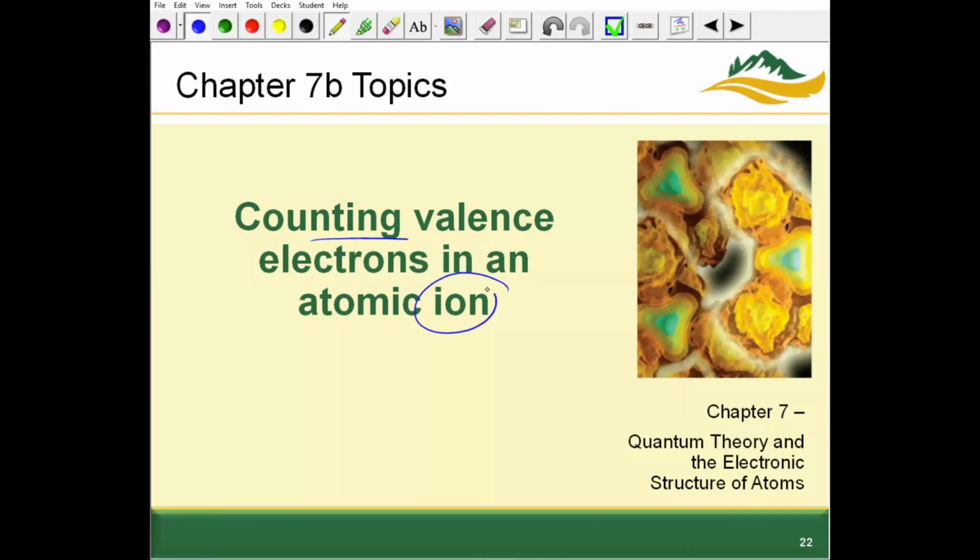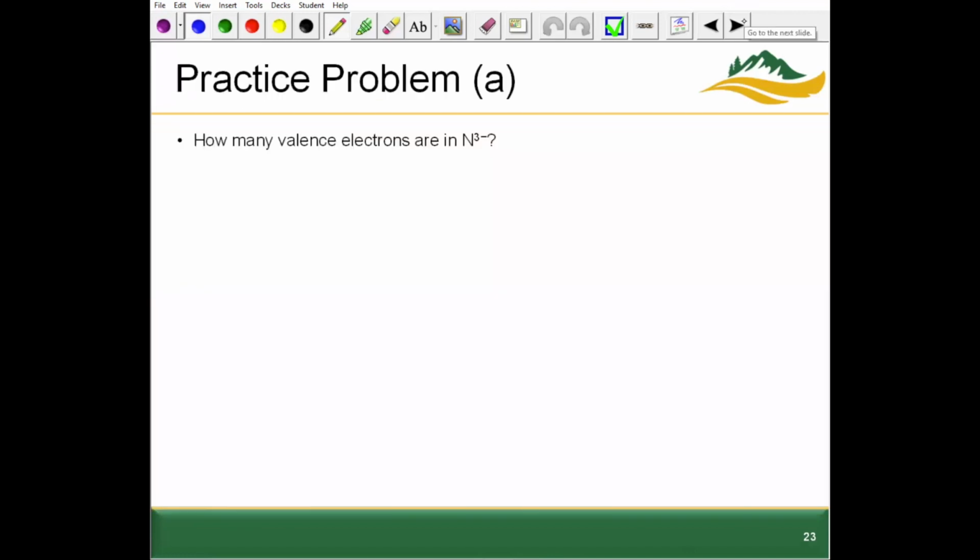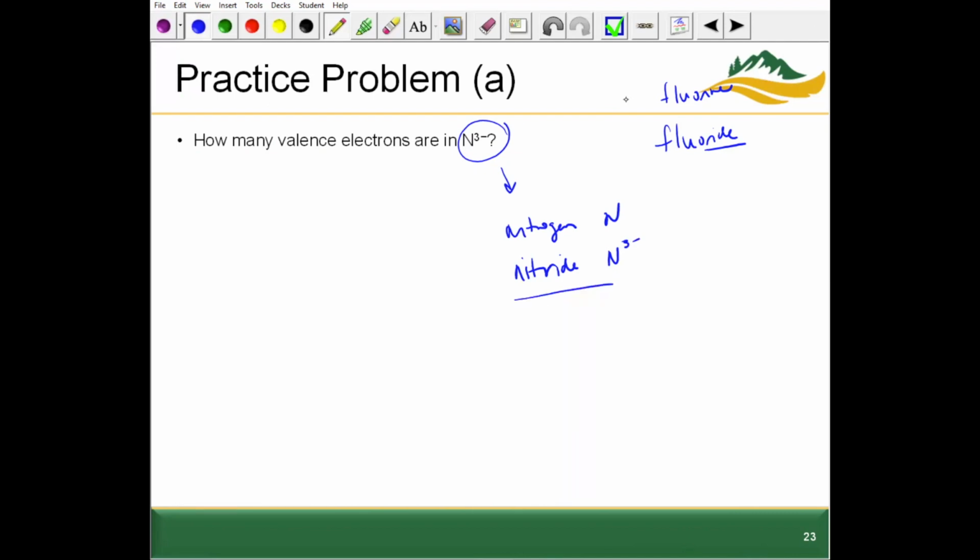So speaking of that, let's go into this now in more detail, counting the number of valence electrons in an atomic ion. We looked at F minus, let's look at N3 minus. Do you remember what this is called, by the way? So we looked at fluoride. We changed that ending to IDE compared to fluorine. Now this is nitrogen when it's just neutral. N3 minus is what again? This is called nitride. Right, so it's the anion form of nitrogen. So F minus: fluorine, fluoride; nitrogen, nitride.